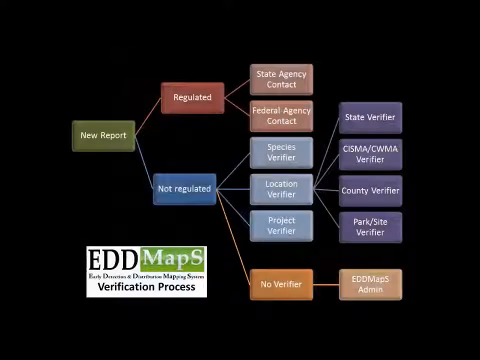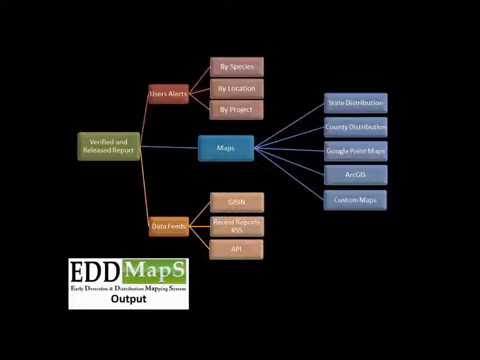When that new report comes in, if it did not come from a trusted source, then it goes through a verification process. If it's a regulatory species, if it's Asian longhorn beetle, it goes to APHIS, it goes to the State Department of Ag, so they know about it first. If not, we've got a network of volunteer verifiers who review it and release it. Then after that, an alert is sent. User alerts are a feature within EdMaps where people can sign up and find out when things have been verified in their area. The maps are built, and the data feeds to be shared with other databases are available.